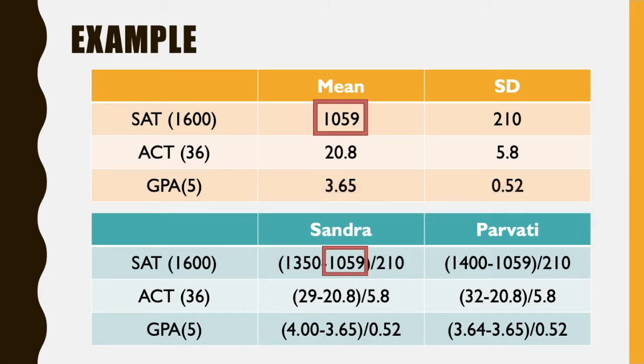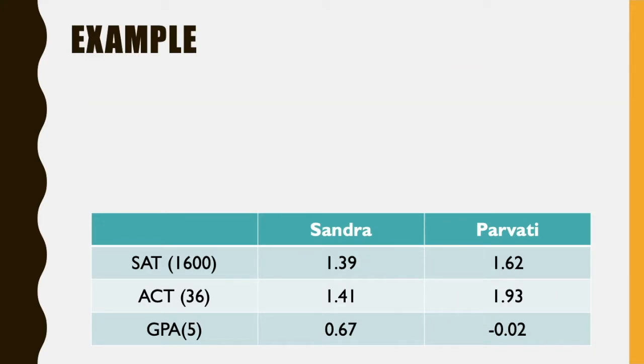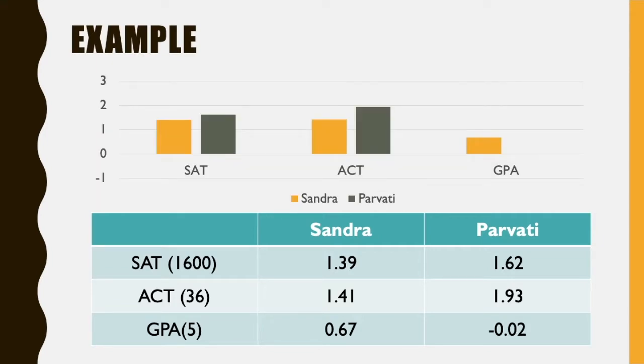First, we subtract the mean from their scores, and then we divide the difference by the corresponding standard deviation. After computing the results, we can see that the standardized scores are of much more similar scales. We can plot the scores as a bar chart. This figure looks much more comparable than the previous bar chart that I have shown.